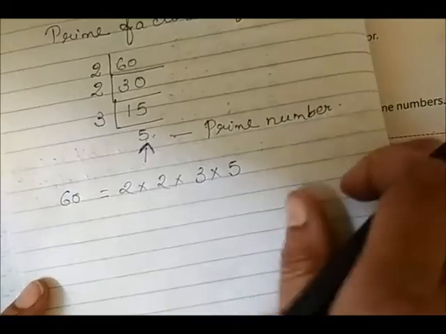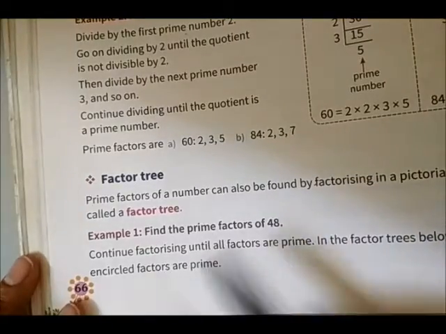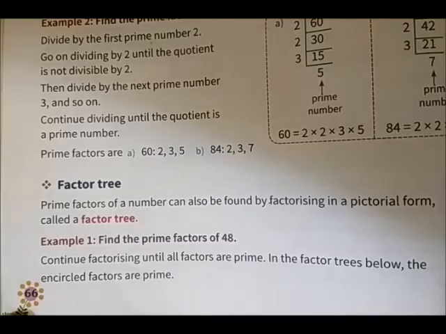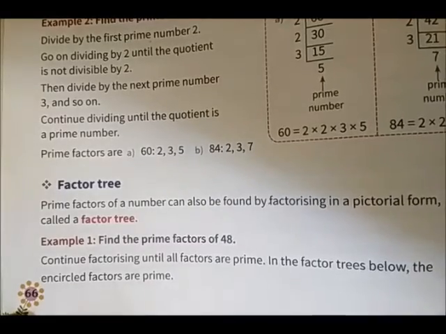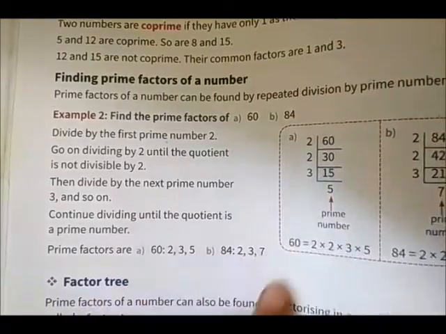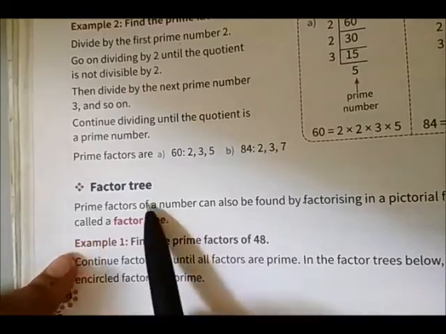Clear? Okay. Next we will see the factor tree. This is one more method to find the prime factors, that is the factor tree method. First, this method is known as the long division method and the next method is the factor tree. So we will see this.